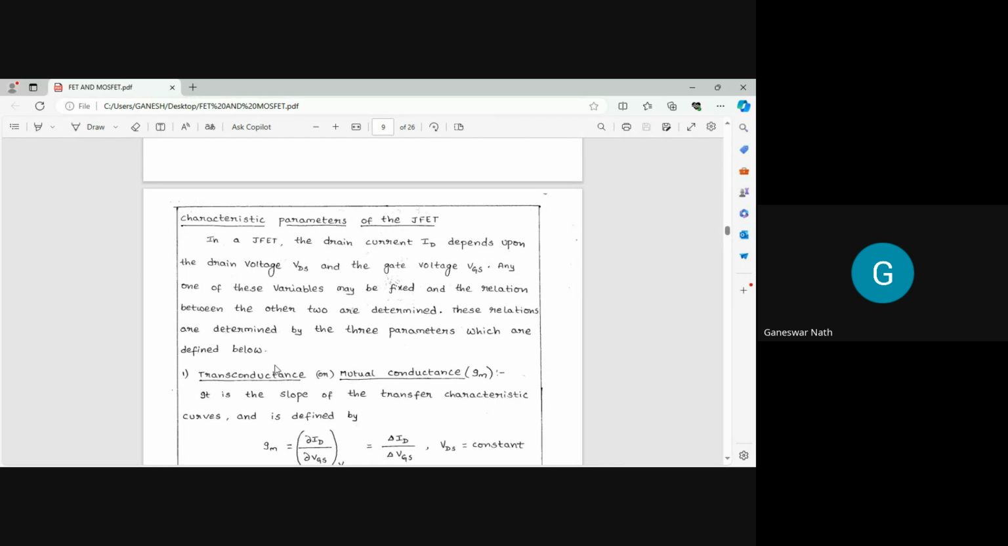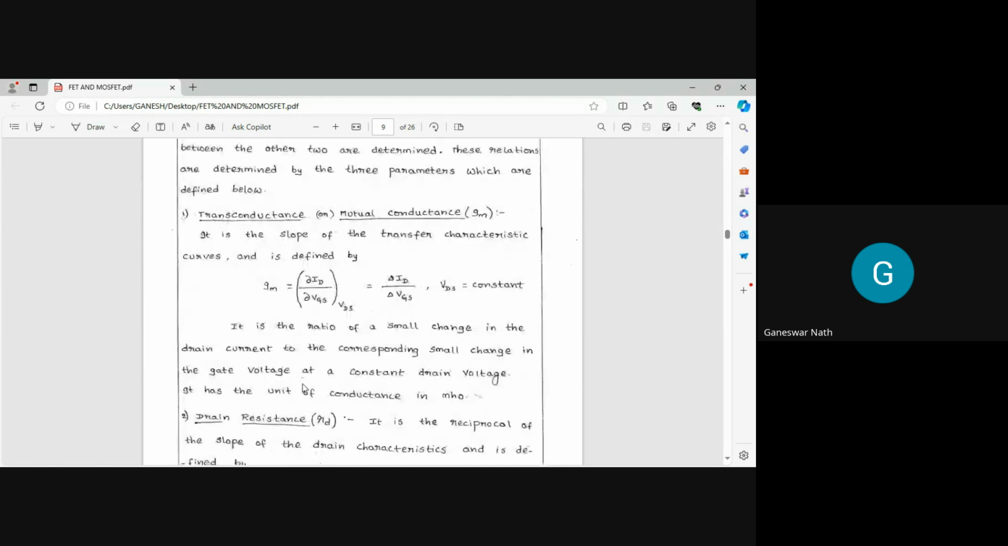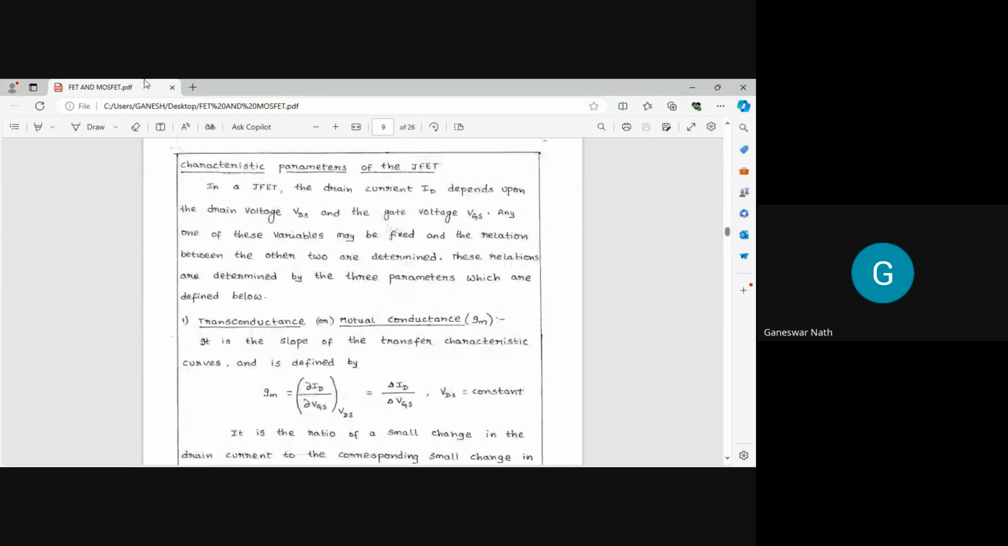Okay. Now, so in JFET, the drain current ID depends upon the drain voltage VDS and the gate voltage VGS. So any one of these variables may be fixed, then the relation between the other two is determined, and these relations are determined by the three parameters. The first is called transconductance, okay, or mutual conductance. So how can you calculate the transconductance in this curve, what you can see shown here.